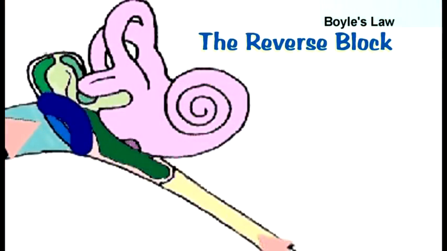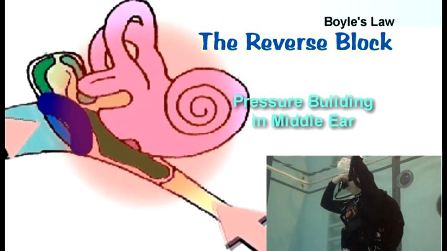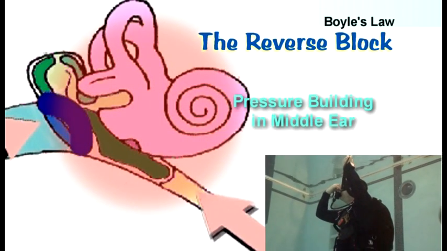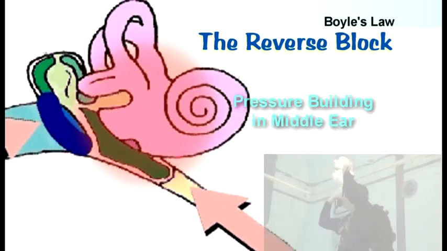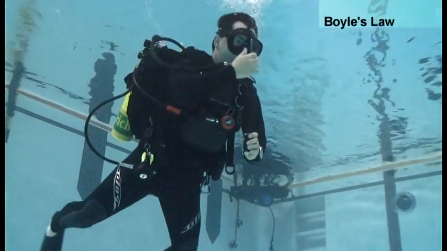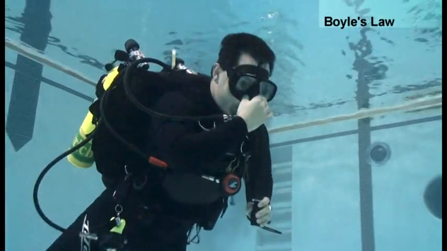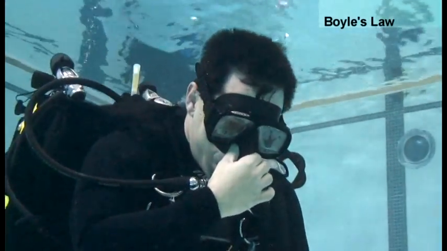A reverse block can happen when ascending in the water column and the pressure in the middle ear builds. This is the opposite phenomenon that occurs when descending. To fix this, simply descend a few feet to the point before the pressure was felt, and then use the Valsalva or Toynbee maneuvers, then attempt the ascent again.